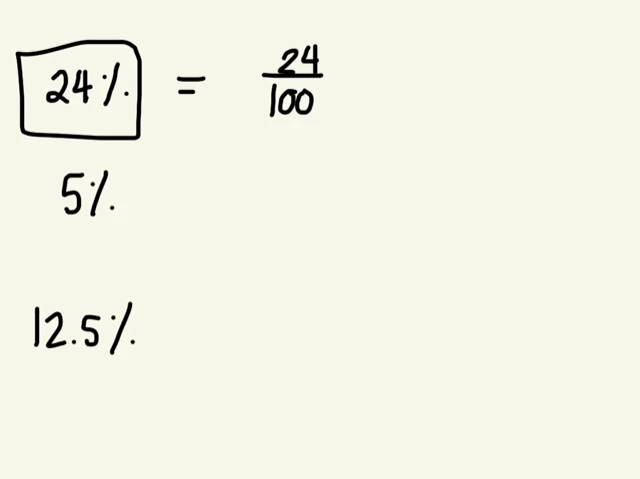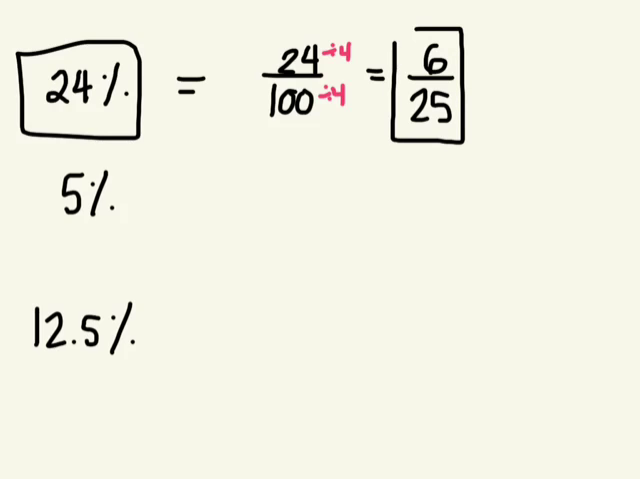Can you put that into lowest terms? So that we can divide the numerator and the denominator by 4. So in lowest terms, what do we have? 6 over 25. Excellent. Okay, so this is the percentage as a fraction in lowest terms.